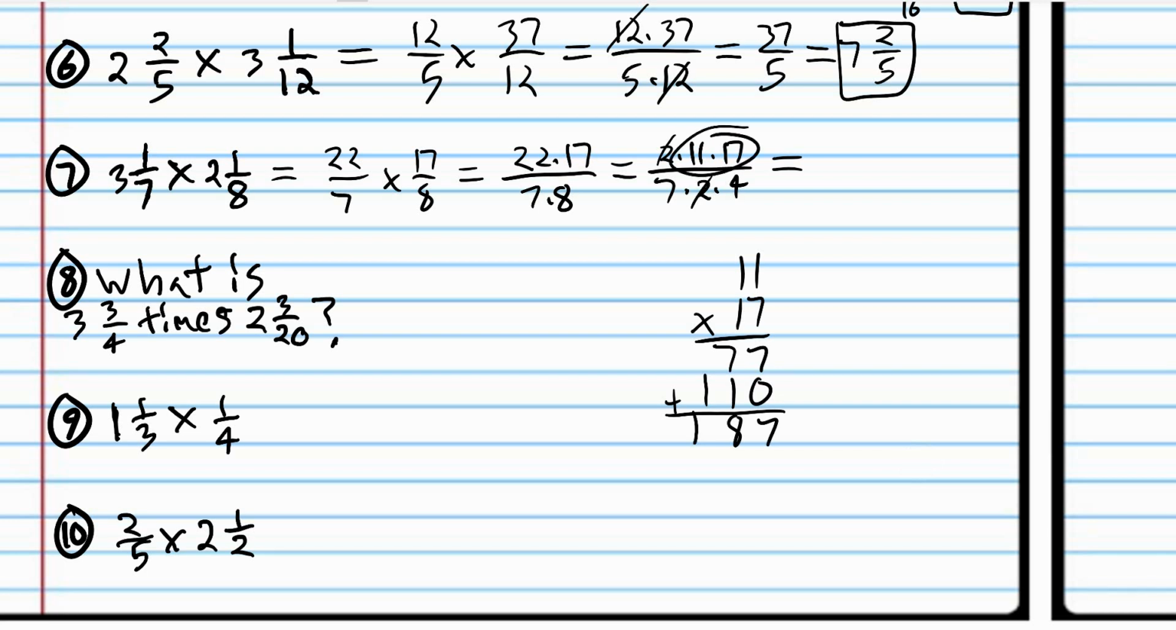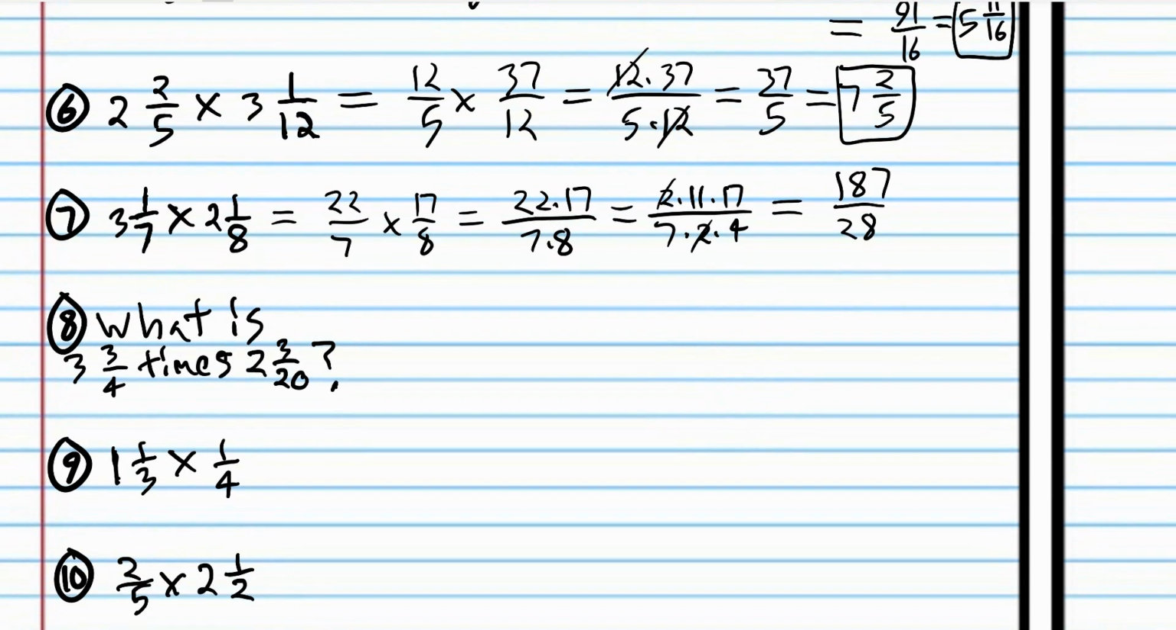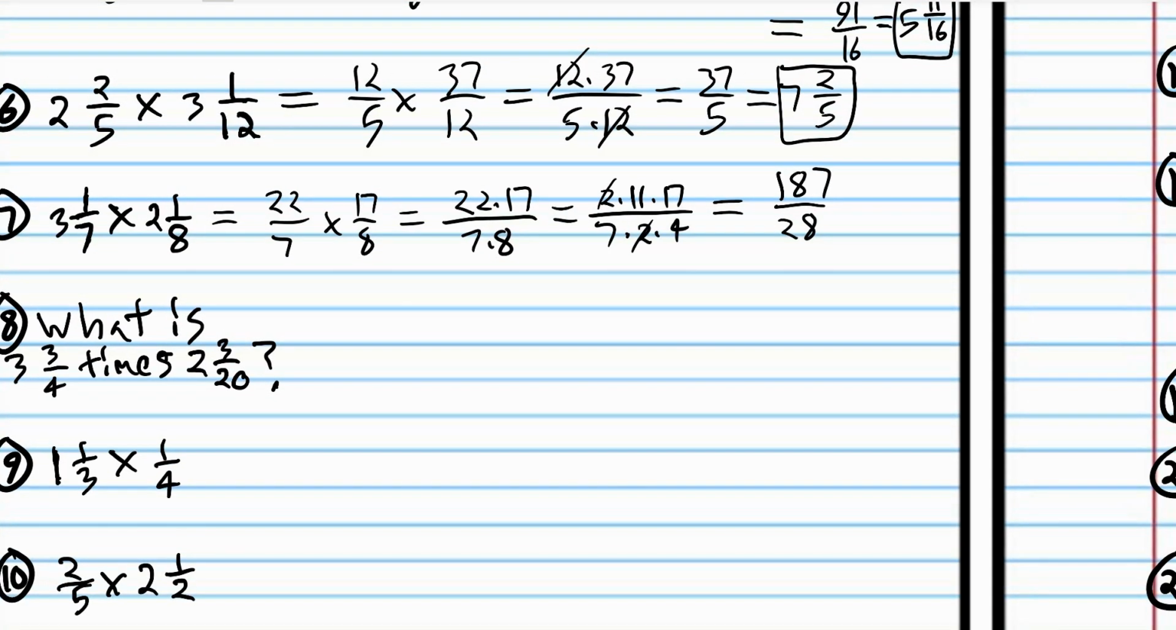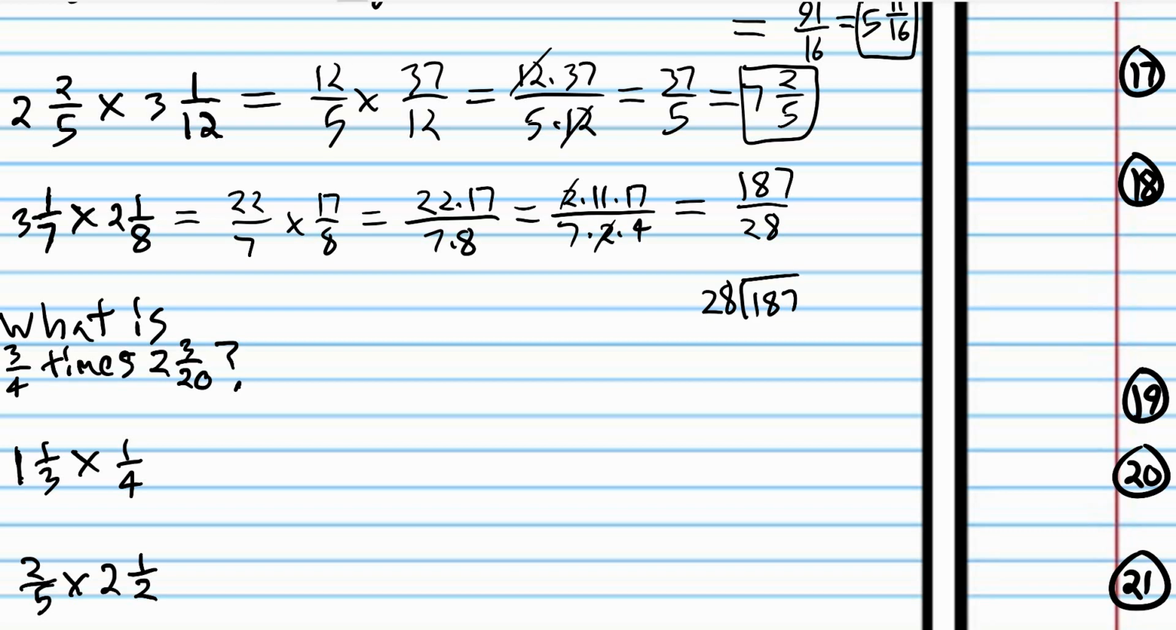11 times 17 is 187. 7 times 4 in the bottom is 28. Sheesh. This one's big. So now we have to divide 187 by 28. How many times is 28 going into 187? That's division.